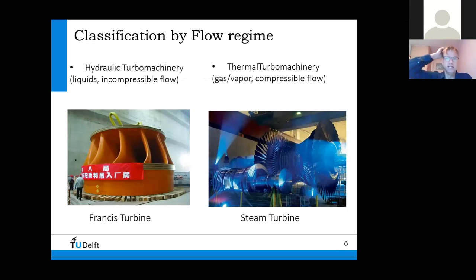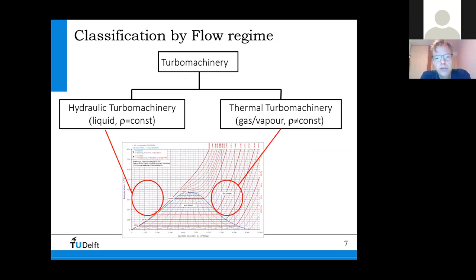Then the flow regime. We saw the Francis turbine with a diameter of about 10 meters, and we also saw the steam turbines, where you really use real gases. If you look at the thermodynamic diagram, the HS diagram, with H on the Y-axis and S on the X-axis, you really see that the liquid pumps and hydraulic turbines are in this region, and the steam turbines are always in this region where we have vapor or gas.